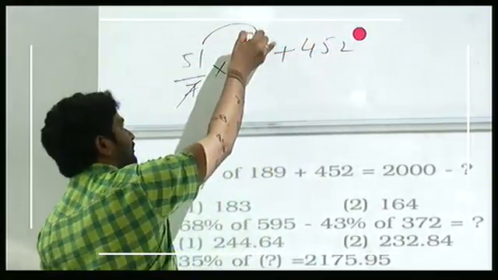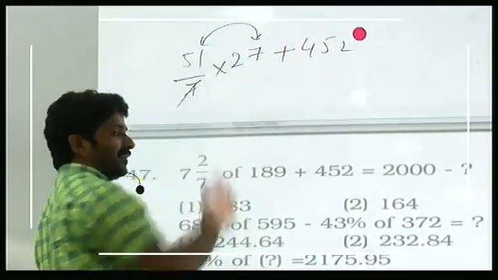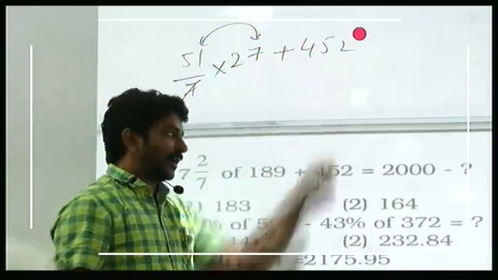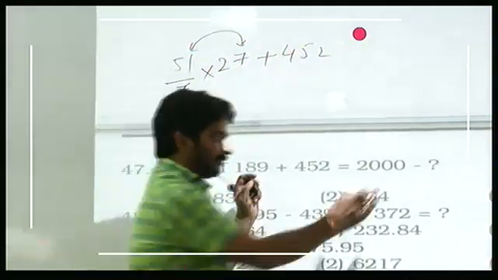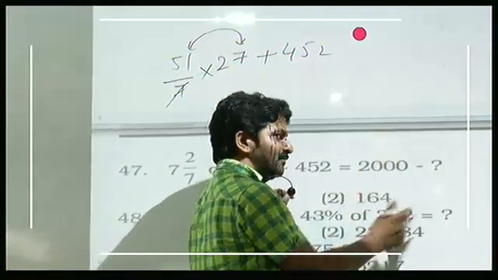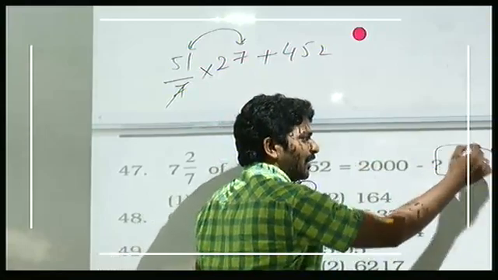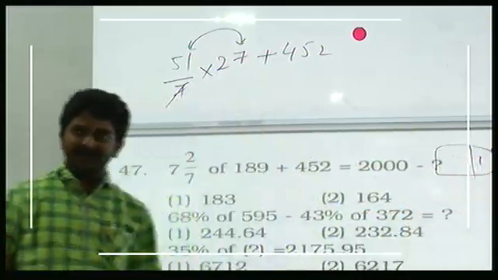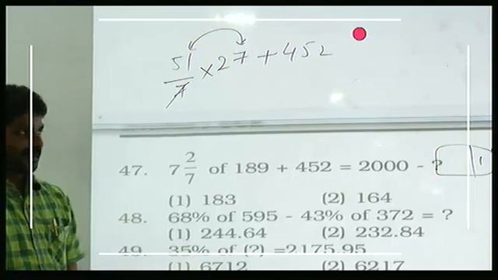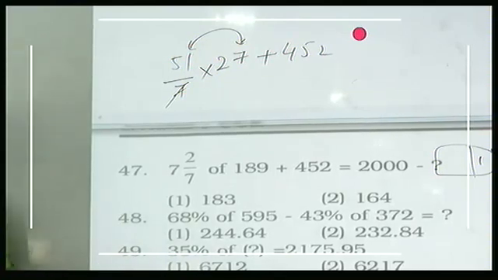452. Let's verify the last digit. 1 into 7 is 7. 7 plus 2 is 9. How much you need to subtract from this number to make the last digit 9? Your number should end with 1 only, right? Then only the number ends with 9. How many options are there? 171.